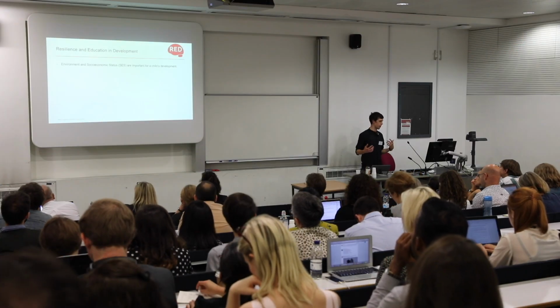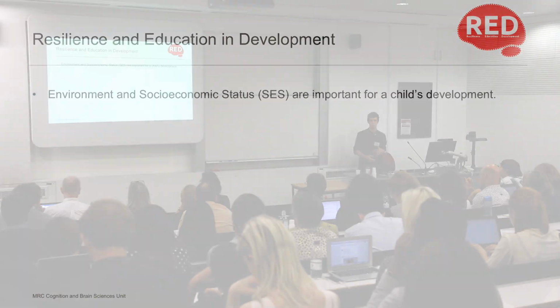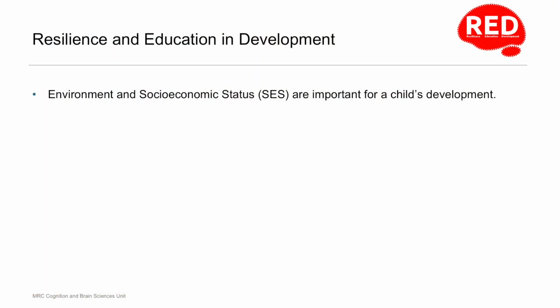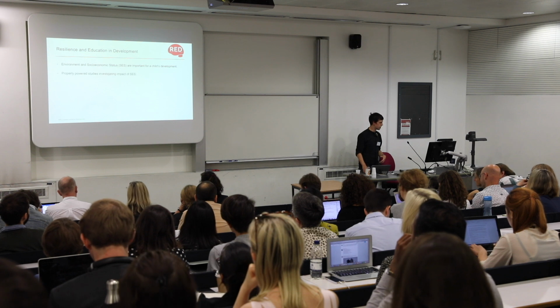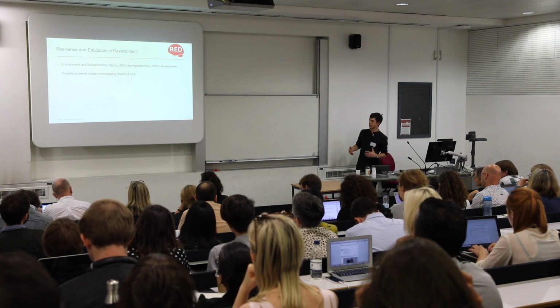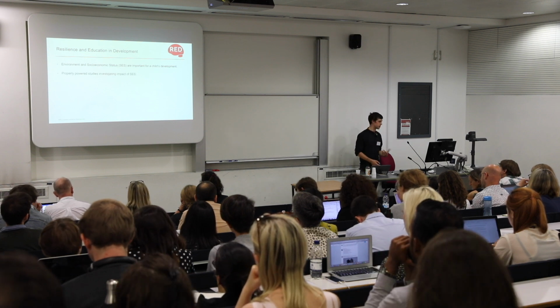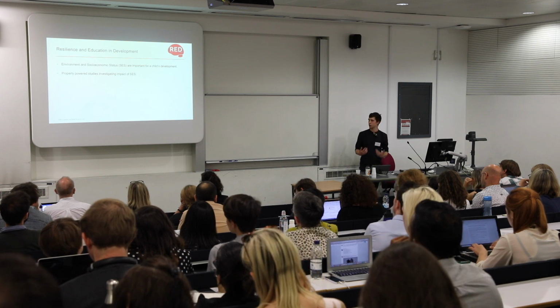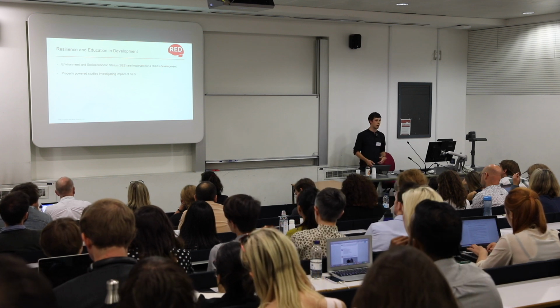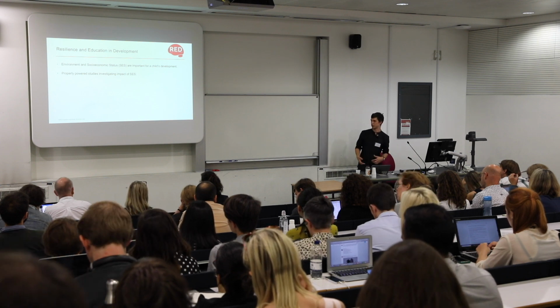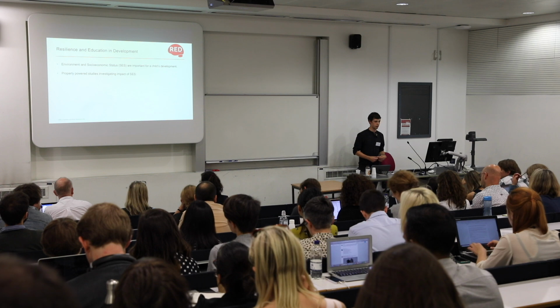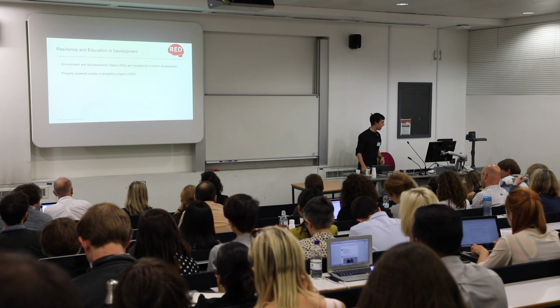Okay, so Resilience in Education and Development. We know that environment and socioeconomic status are important for a child's development, and that being low on socioeconomic status is associated with negative outcomes later on in life on the group level. However, in order to properly characterize these effects, we need high-powered studies with lots of participants, because you're talking about an effect like, for instance, socioeconomic groups within a large number of people.